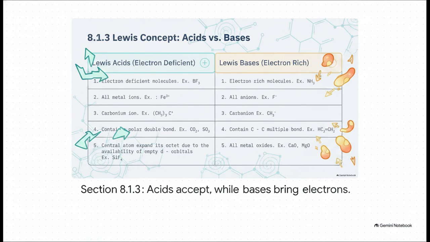On the flip side, Lewis bases are electron rich. They have extra electrons just sitting there, ready to be generously donated. Examples: NH3, negative anions like F-, or carbanions. Just remember this golden rule. Acids accept, bases bring. Keep that in your head, and the core concept is completely clear.